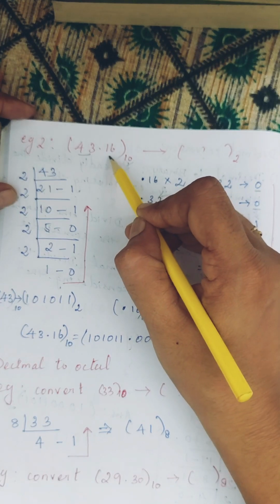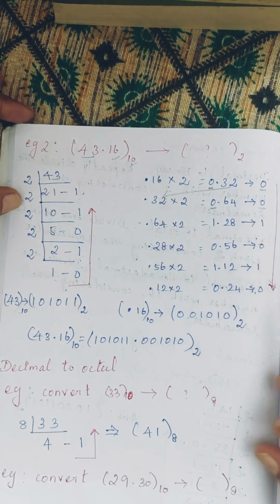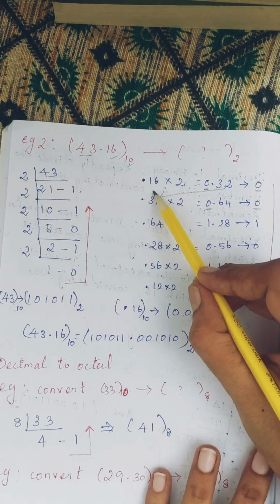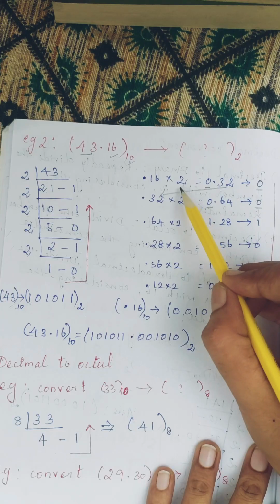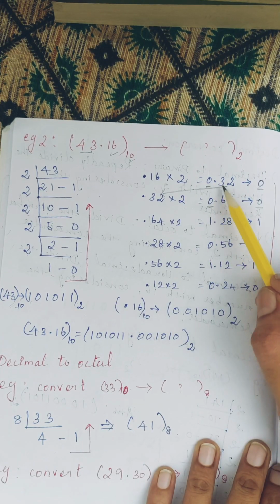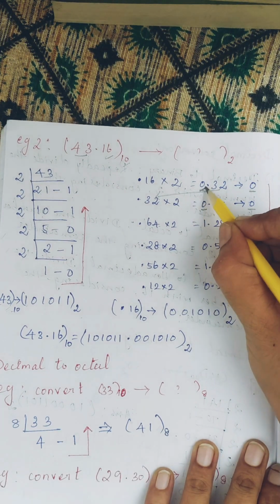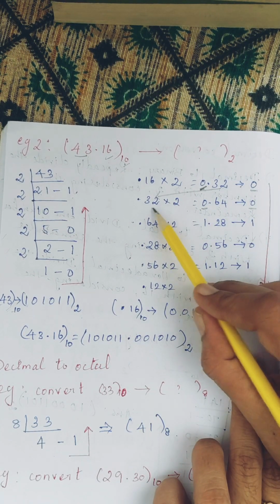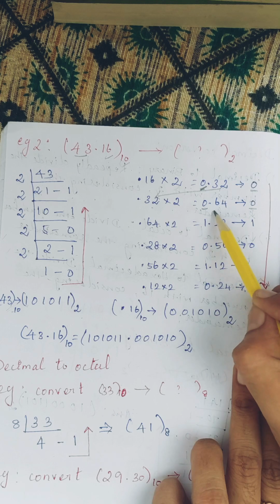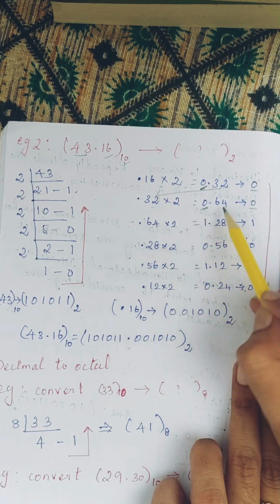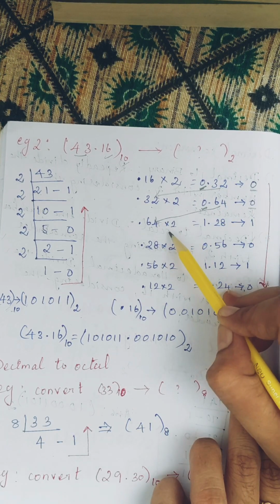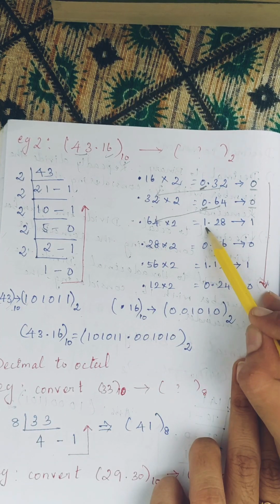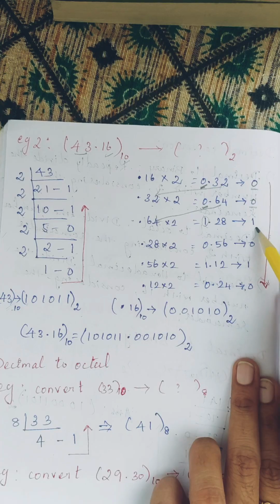Again, next we will take the fraction. Okay, 0.16. So 0.16 into 2, because it is binary, into 2 we will get 0.32. We have to take this 0. Okay, this 0. Again this 0.32 into 2, we will get 0.64. Again we have to take this 0. Again 0.64 into 2 equals 1.28. Again we have to take this integer as 1.